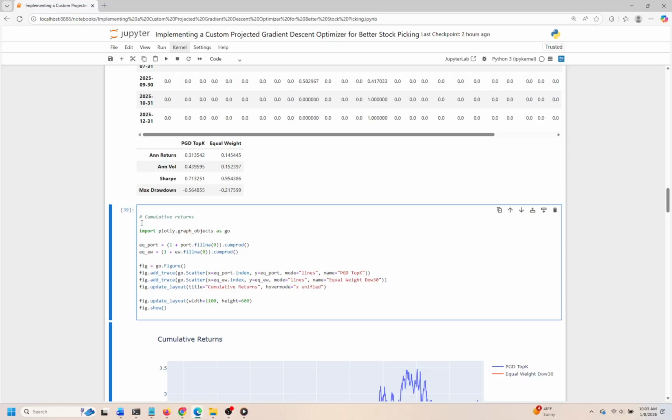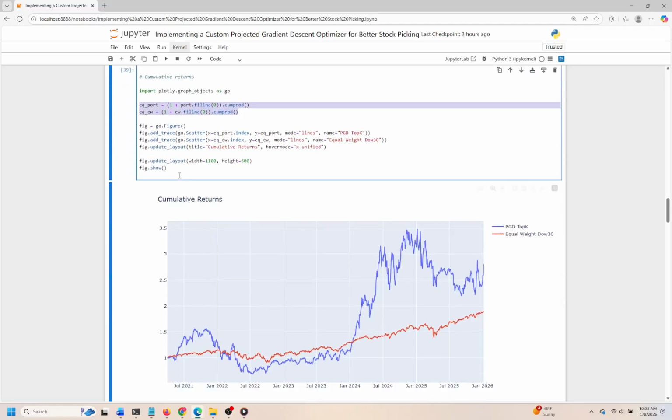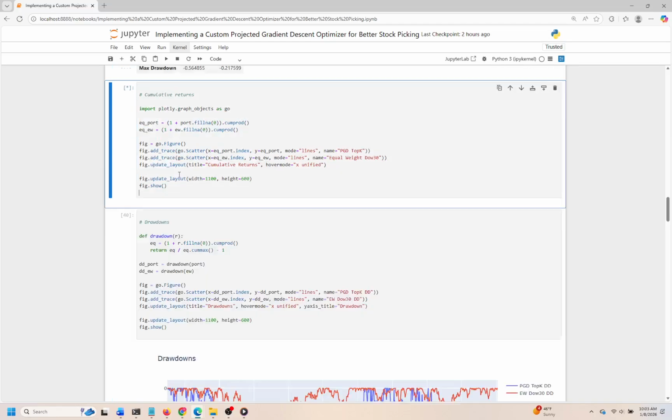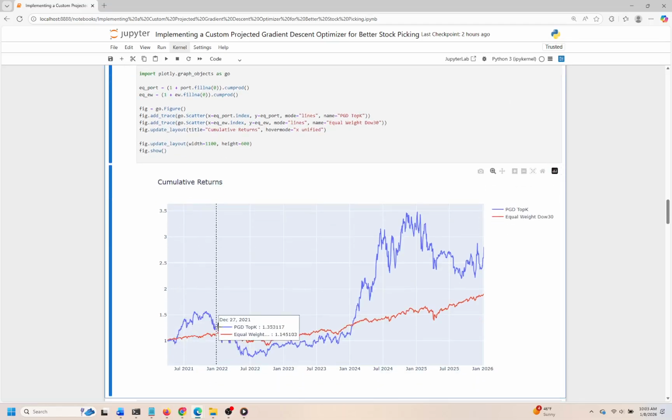We're starting off by calculating cumulative returns for both our portfolio and the equal-weighted benchmark. The calculation takes each return, adds one, and then computes the cumulative product. This method ensures that we're effectively modeling how an initial investment grows over time, accounting for the effect of compounding. As we fill any missing values with zero, we prevent disruptions in our cumulative calculations, maintaining a smooth trajectory in our results.